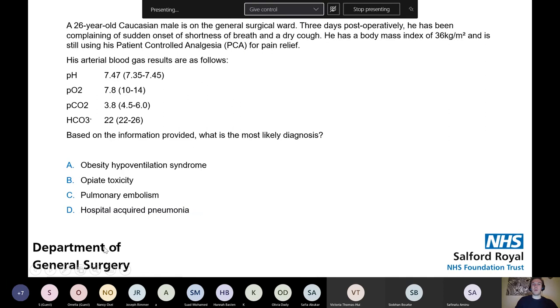Pulmonary embolism, there's lots of things in this question that favour that. He's a post-op patient. He has sudden onset shortness of breath. He has a high BMI. So high BMI post-operatively, risk factors for developing venous thromboembolism. Sudden onset shortness of breath is typical for a PE.